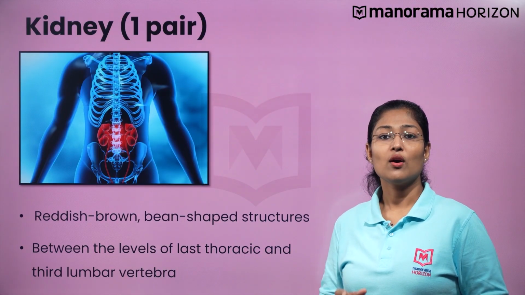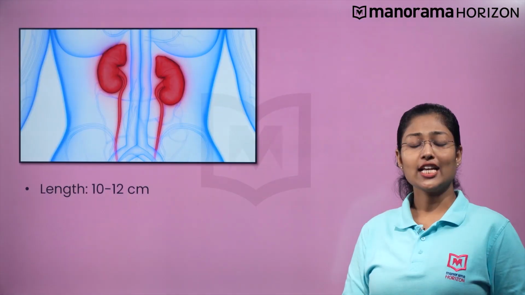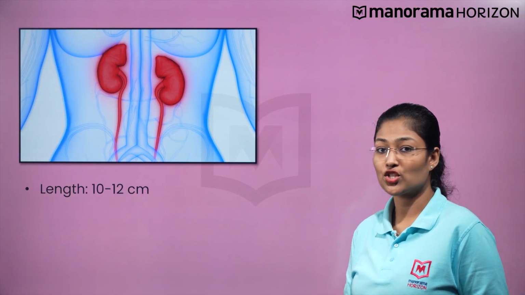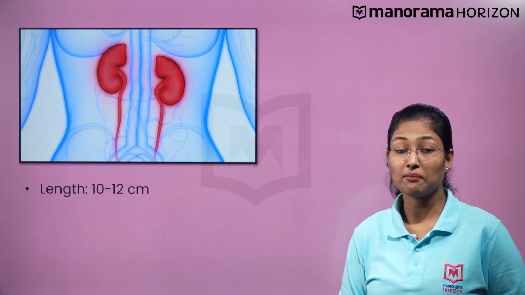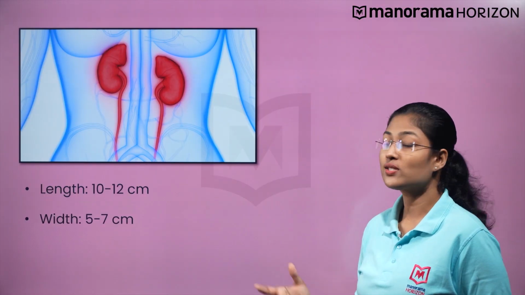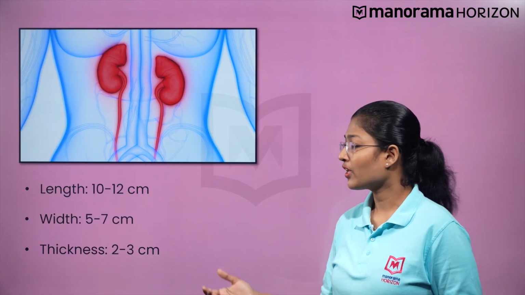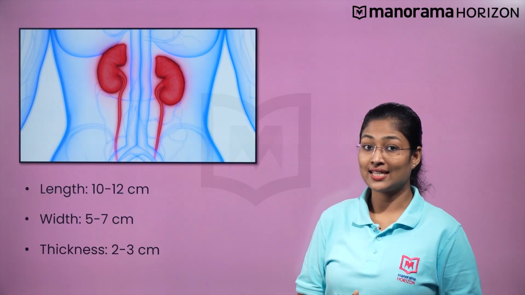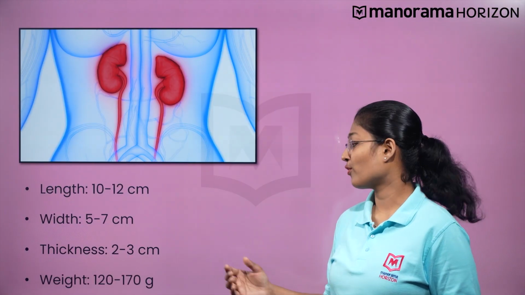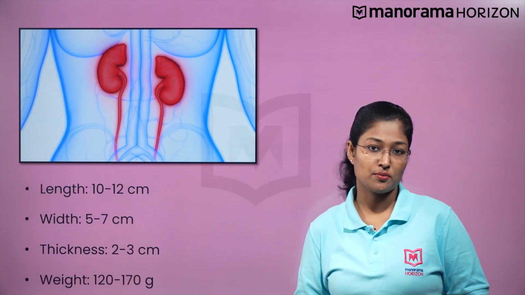Let us examine one kidney in detail. Each kidney of an adult human measures 10 to 12 cm in length, 5 to 7 cm in width, 2 to 3 cm in thickness with an average weight of 120 to 170 grams.